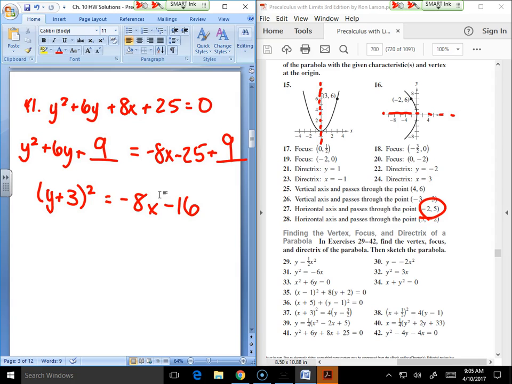Ooh, that's nice. What can I do here? Why am I factoring out? Why would I factor that out right now? Standard point. I have my vertex of negative 2, negative 3. I have my p of p equals negative 8. P is equal to divided by 4, negative 2. I can find my directrix. I can find my focus.